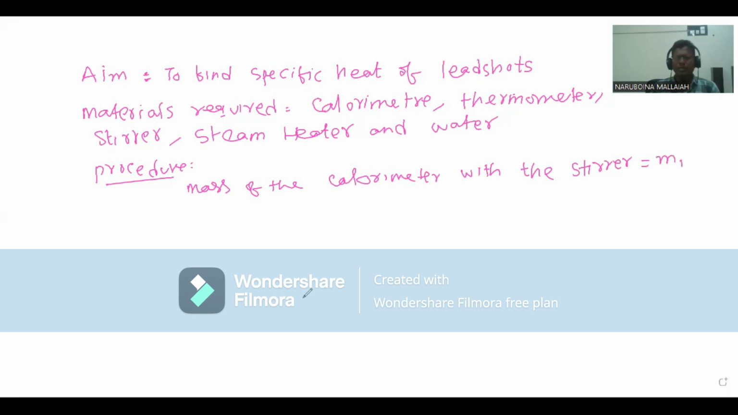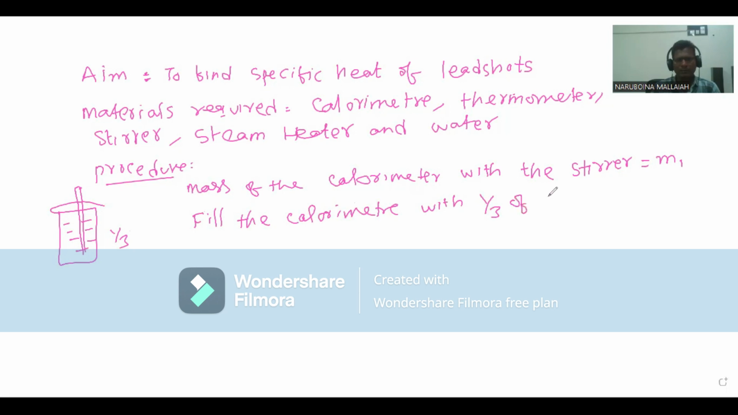After that, we have to fill the calorimeter with 1/3 of its volume. So say this is the calorimeter. Inside we have a stirrer. Now we have to take 1/3 of the volume of the calorimeter with water. So fill the calorimeter with 1/3 of its volume with water.